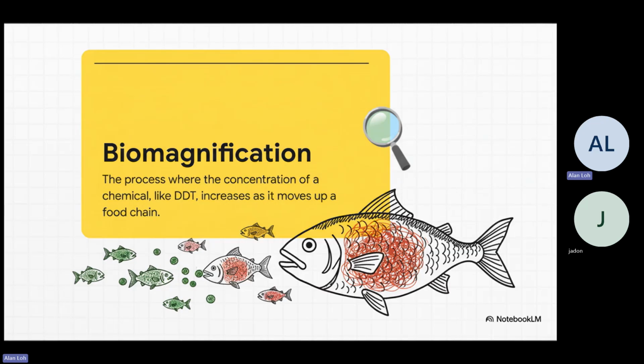It's a process called biomagnification. When a bigger fish comes along and eats hundreds of those little fish, it's also eating all the DDT that has built up inside them. The poison gets magnified, more and more concentrated as you go up the food chain.